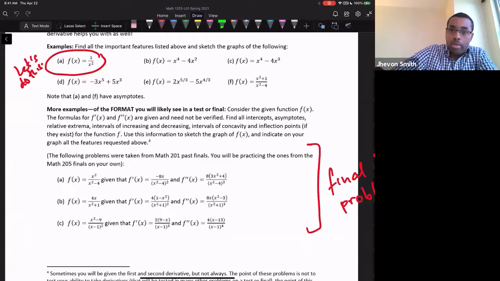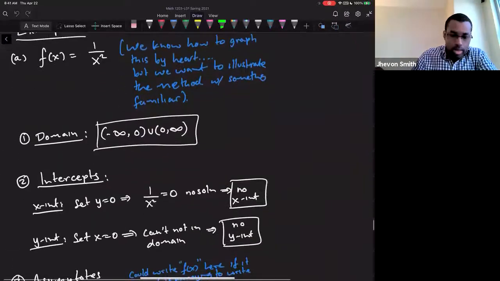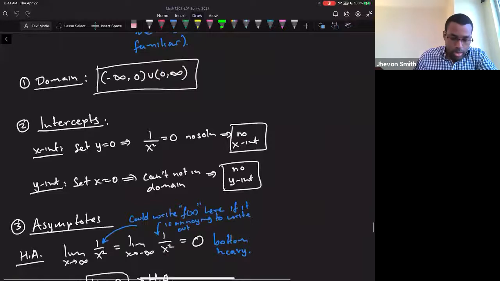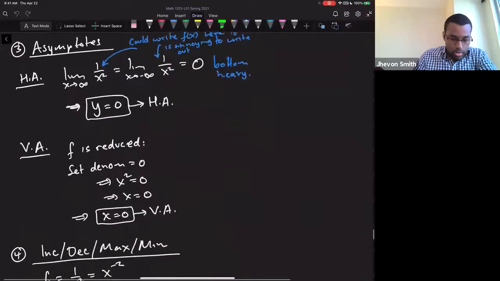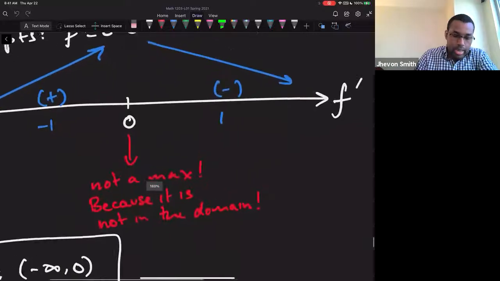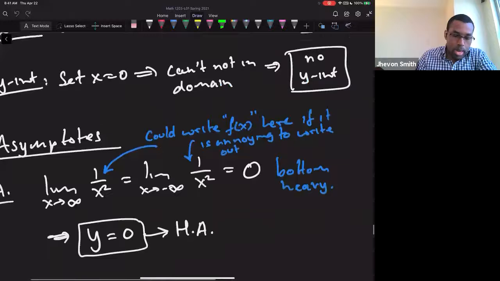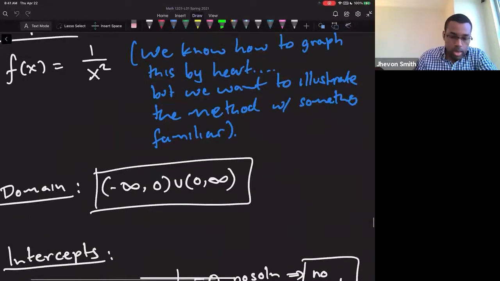We actually did one example, which is an example that you guys should know how to do by heart at this point, but I just decided to show you the process of going through it. So as you can see, we did the domain, then we did the intercepts, then we did the asymptotes, then we found out where it was increasing and decreasing. And again, it might look like 0 was a maximum here, but it was not a maximum because when we found the domain, it was not in the domain. So that's why the domain is important.